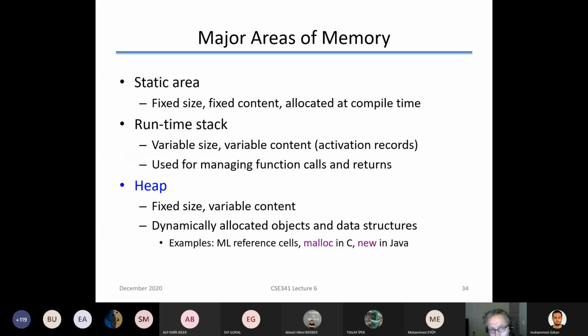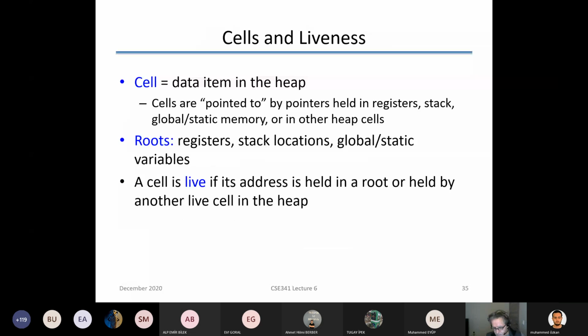As you recall, we have 3 parts of the memory: the runtime stack area, and the heap, which is a fixed size variable content area, and dynamically allocated objects and data structures. The way that people manage this heap is with a few simple concepts. One is a cell. A cell is a data item in the heap which is allocated. Cells are pointed to by pointers held in registers, stack, global or static memory, or in other heap cells. So a cell is a data item in the heap, and the way you can access a cell is a pointer, a reference, and this pointer can be in a register or on your stack at a given time, or in your global or static memory, or perhaps in another cell in the heap. So this is the first thing.